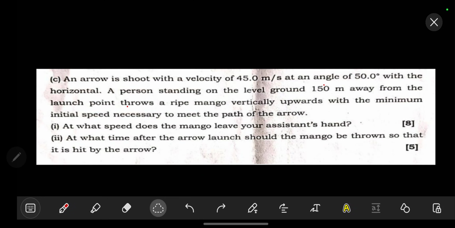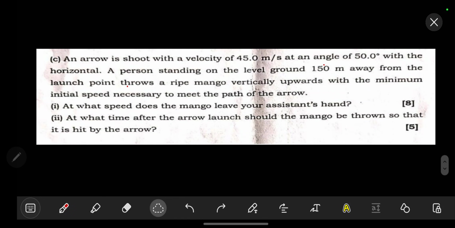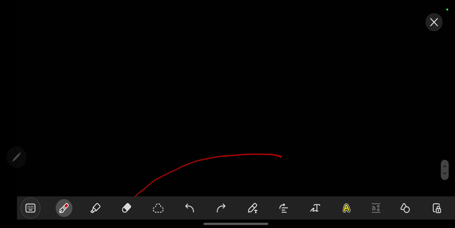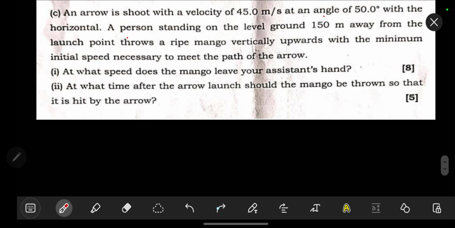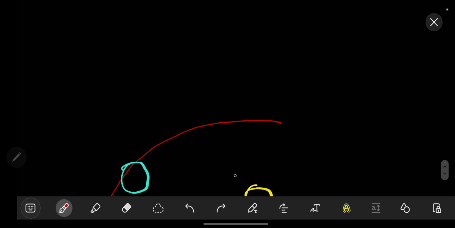And also, at what time after the arrow launch should the mango be thrown so that it hits the arrow? So we have been told that it has been thrown with a minimum speed. Meaning to say it can only reach the height of the arrow, then starts to fall. That's the meaning. So let's look at the diagram. So this means that we are going to have something like this.